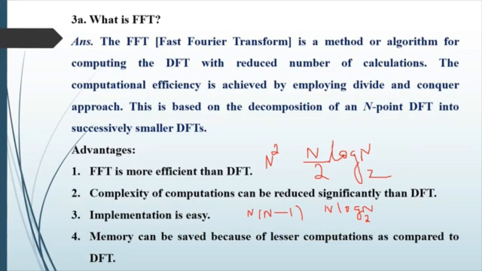What is FFT? Everyone knows that FFT stands for fast Fourier transform. It is an algorithm used to compute the DFT of a given sequence in a faster manner. Here we are using the divide and conquer approach for the decimation of the given sequence, and this is based on the decomposition of an N-point DFT into successively smaller DFTs.